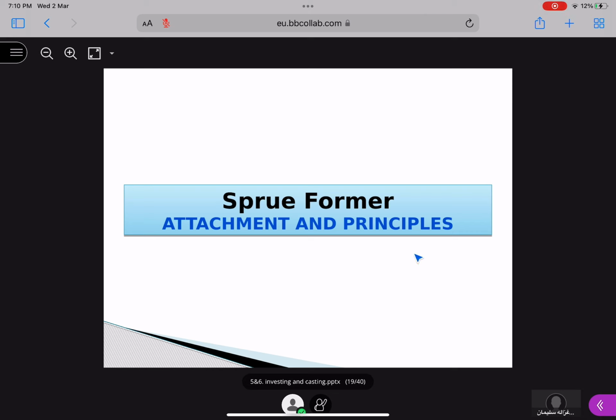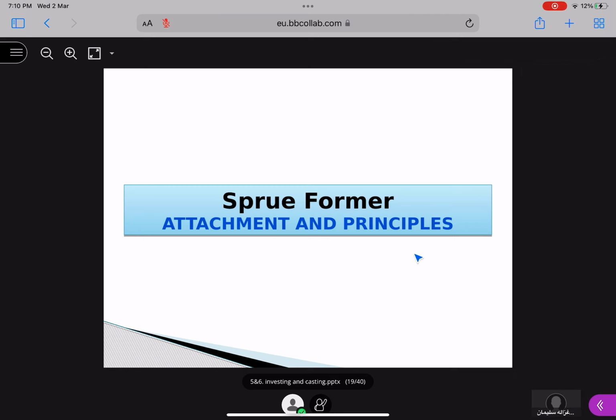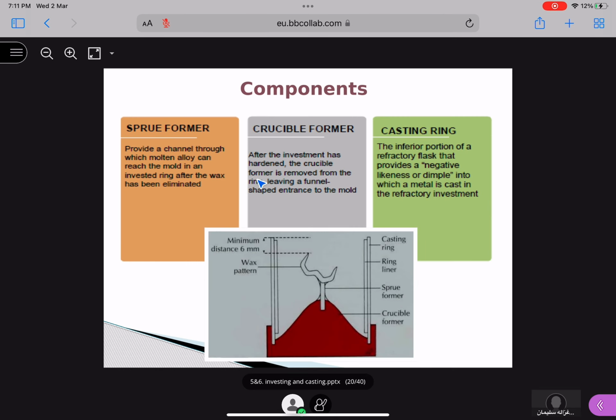Now the important part: I told you what the investment material is and what the classification is. This is all theoretical, but now we will see how we make the sprue former, what the attachments are, how we can attach, and what the principles of attachment are. There are three components: first is the sprue former, another is the crucible former, and another is the casting ring. Now, this looks like a square, but it is a round form, a cylinder form.